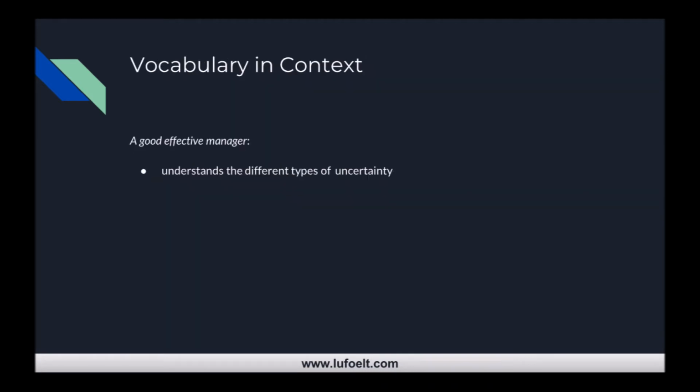All right, so hopefully you understand all of the vocabulary. And now I want to use some of that vocabulary in context. So, what makes a good, effective manager? Well, in my opinion, a good, effective manager understands different types of uncertainty. There are different types of uncertainty, and if you're not sure what those different types are, don't worry. That's one of the things we're going to learn today.